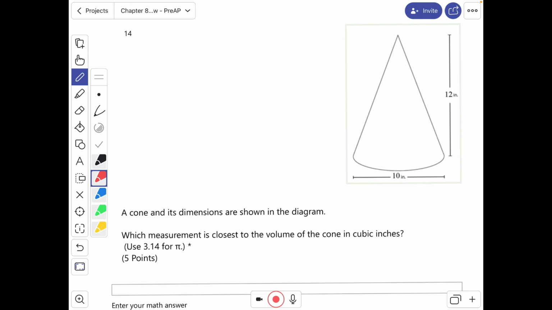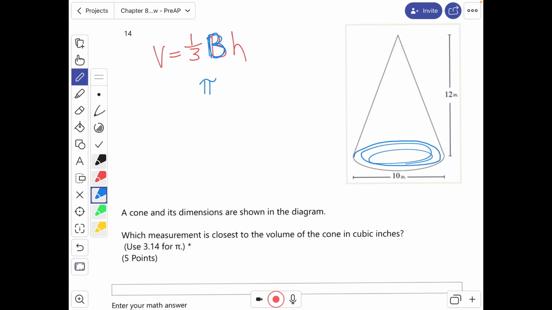Number 14. A cone and its dimensions are shown in the diagram. Which measurement is closest to the volume of the cone in cubic inches? Okay, the volume of a cone is 1/3 area of the base times the height. And remember, we have to plug in a different formula for that capital letter B. So the area of the base, our base is going to be a circle. So the formula for area of a circle is pi r squared. And we still have to multiply times 1/3 and times the height of the cone.